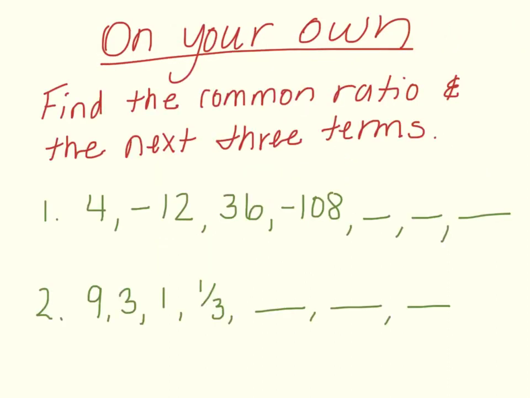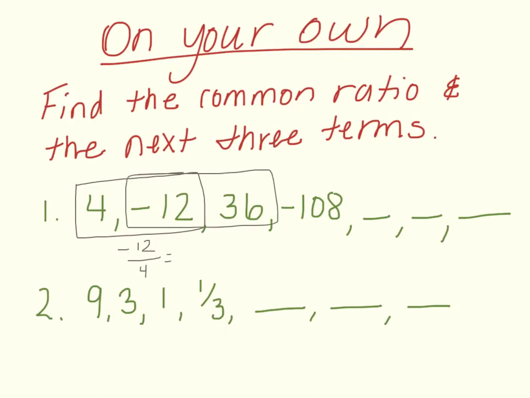Okay, here are two on your own problems. Remember that you want to find the common ratio and then the next three terms. So to find the common ratio, you're dividing two consecutive terms. So first you're going to start with negative 12 over 4. Then take the next two terms. And then take the next two terms to make sure that the ratio is common and is the same.